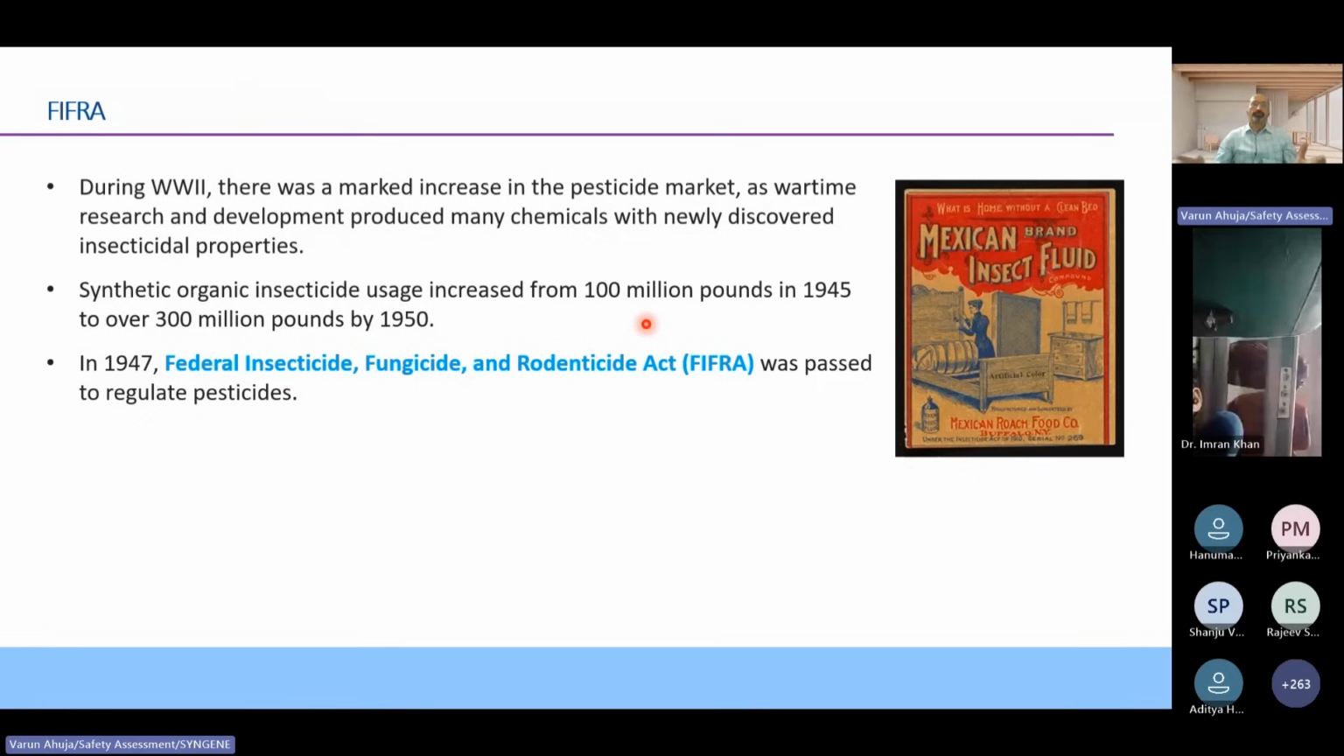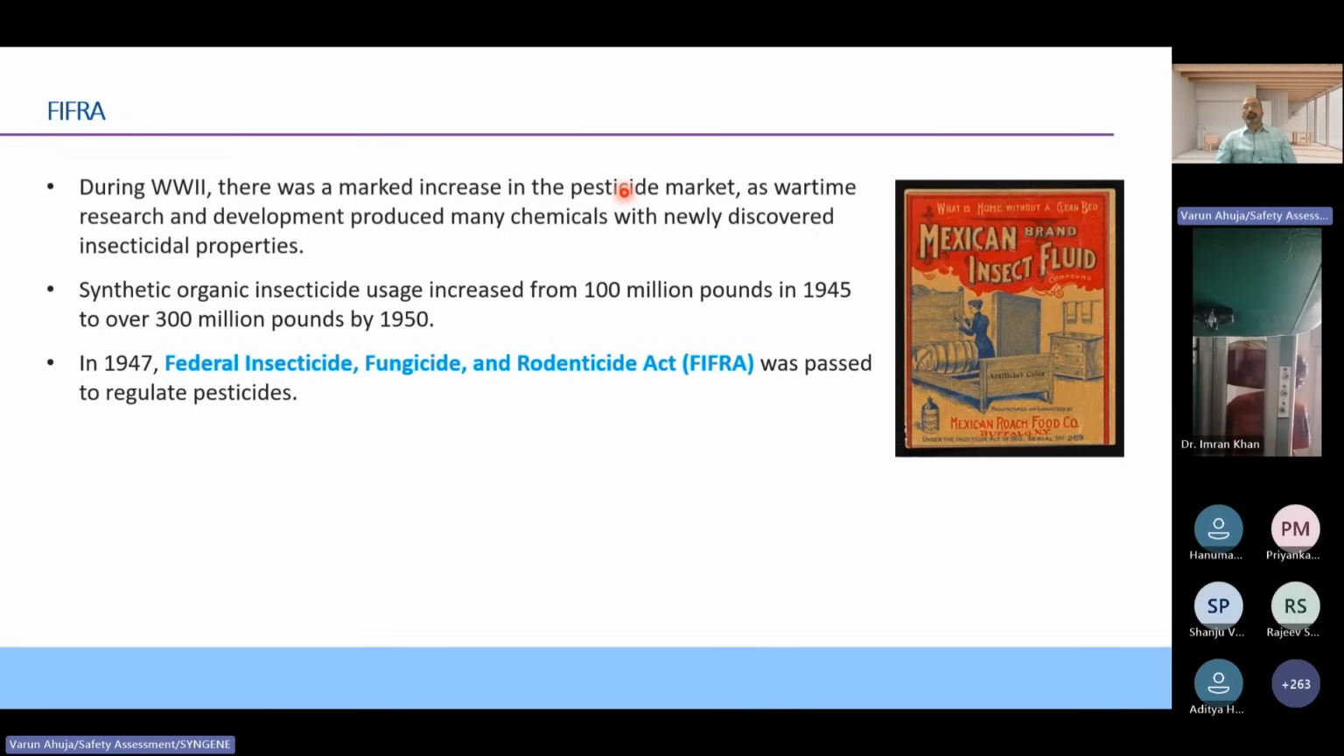Then, yeah, next thing is FIFRA. FIFRA is the Federal Insecticide, Fungicide, and Rodenticide Act. During World War II, there was a marked increase in the pesticide market, as wartime research and development produced many chemicals with newly discovered insecticide properties, and these insecticides were not used to control pests. These were for destroying the territories of the enemies.